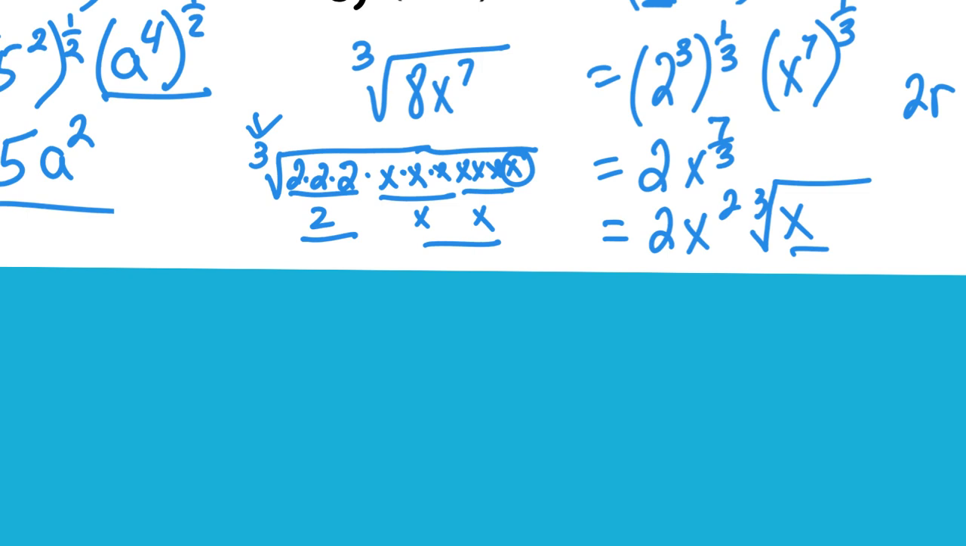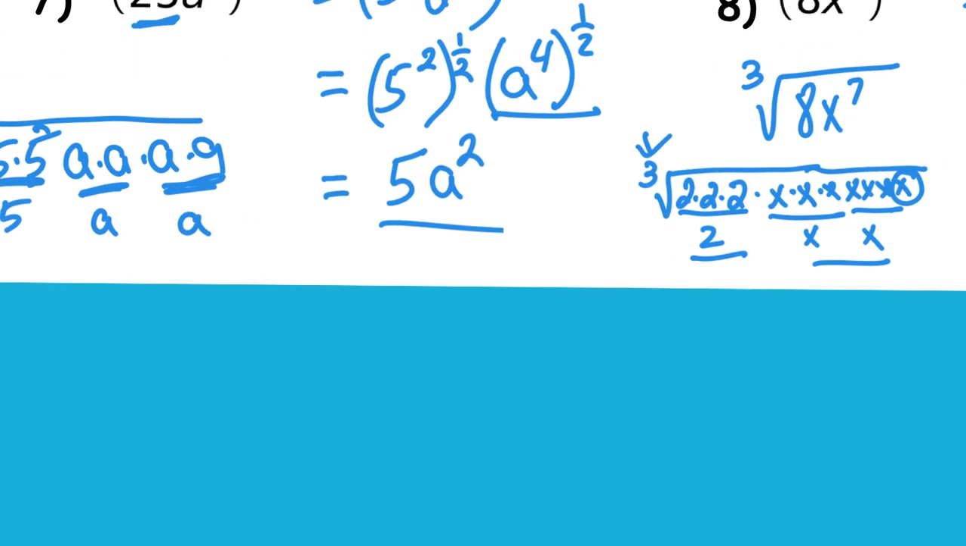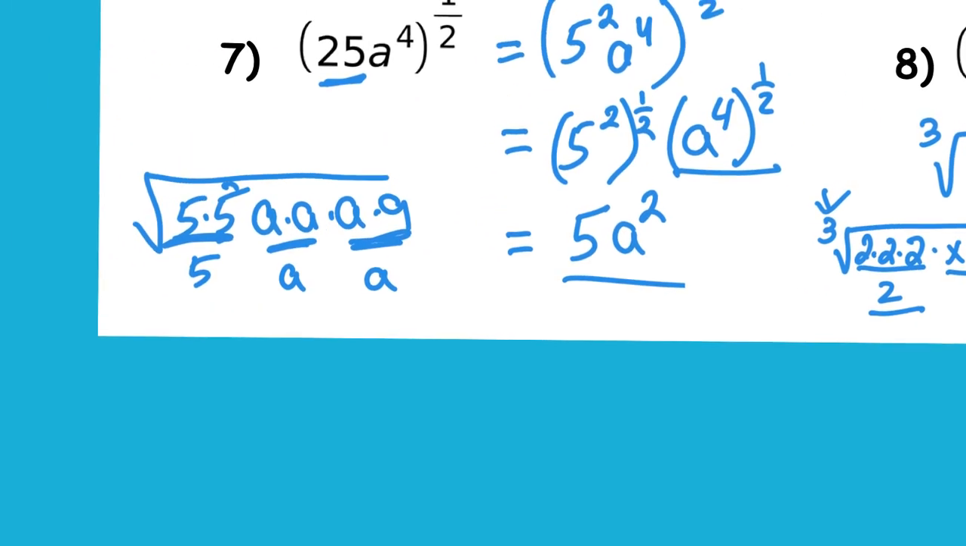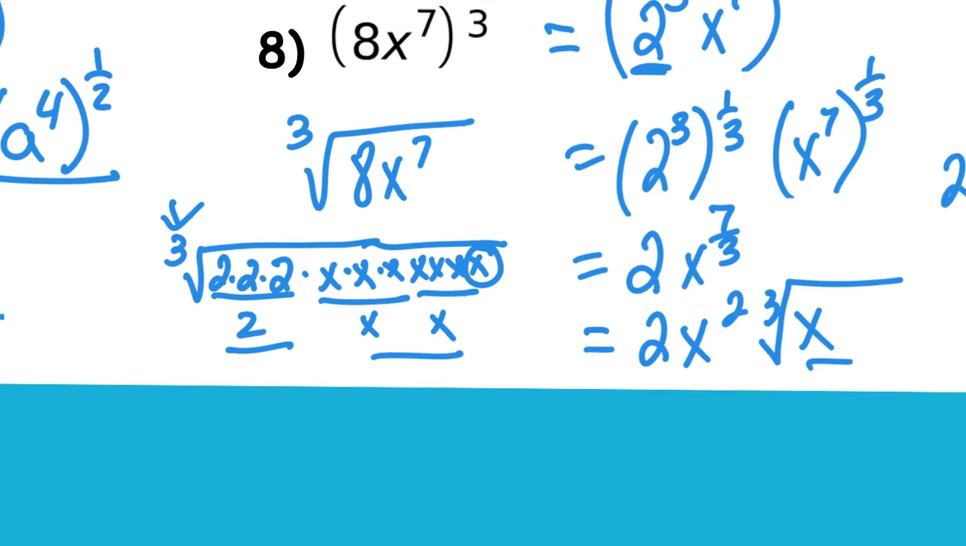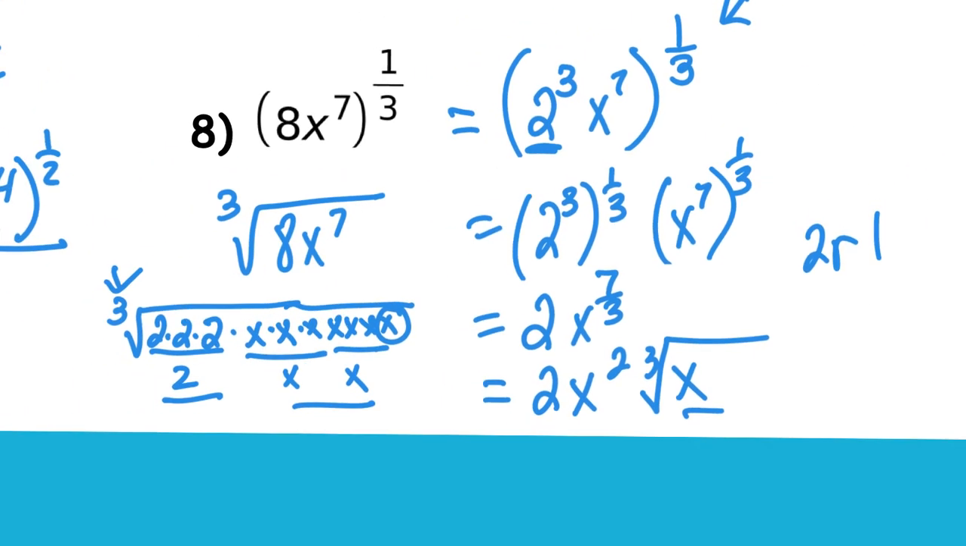Yes, ma'am? So, when you're doing like the 2 cubed and then the 1/3 and then you put it like to 2, how are you doing that? A power to a power, you multiply them. So 3 times 1/3 is 1. So we ended up with 2 to the 1, which is 2. We okay with that? Yes. Yeah. Okay.